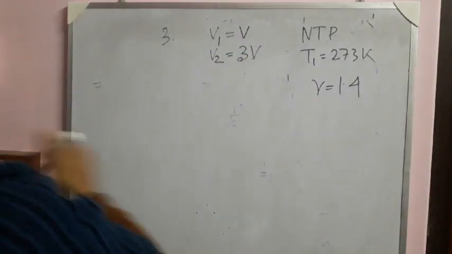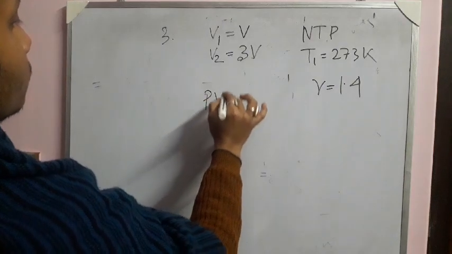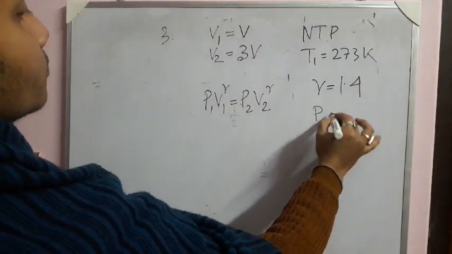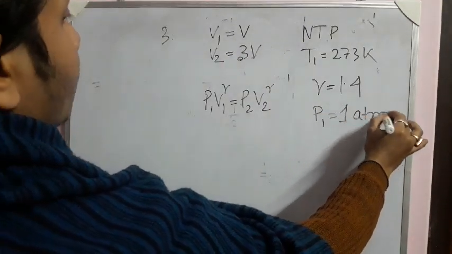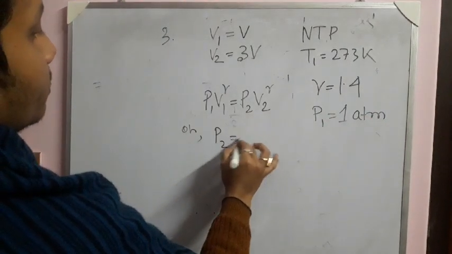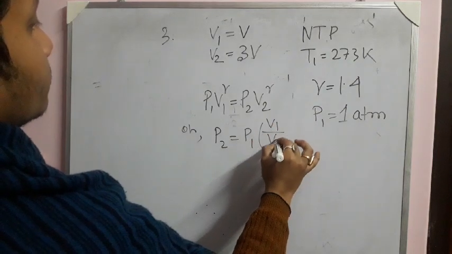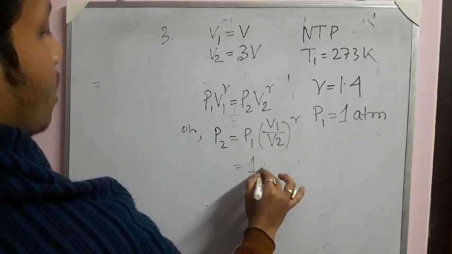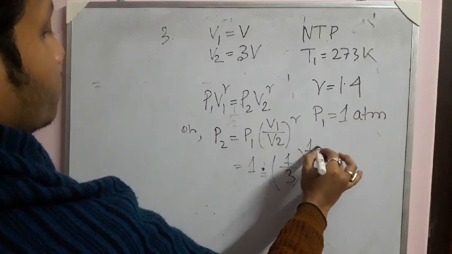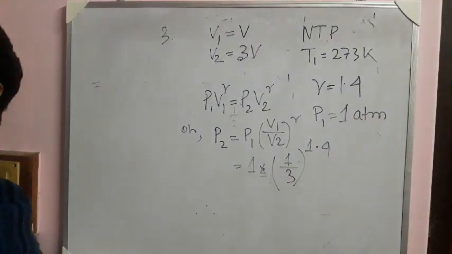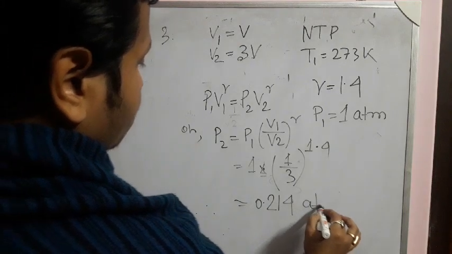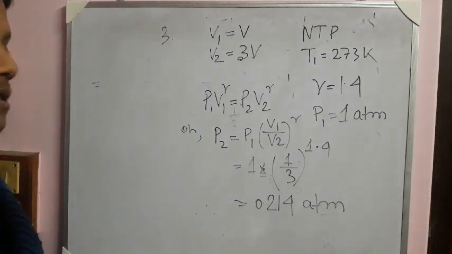So you can use this relation P1 V1 to the power gamma equals P2 V2 to the power gamma. Because at NTP we all know P1 is what? 1 atmosphere. This is given. So what will be P2? P2 will be P1 into V1 by V2 to the power gamma. So this is simply 1, and V1 by V2 means 1 by 3 to the power gamma, 1.4. Okay, so if you calculate it, the result will become 0.214 atmosphere. So this is a simple numerical.